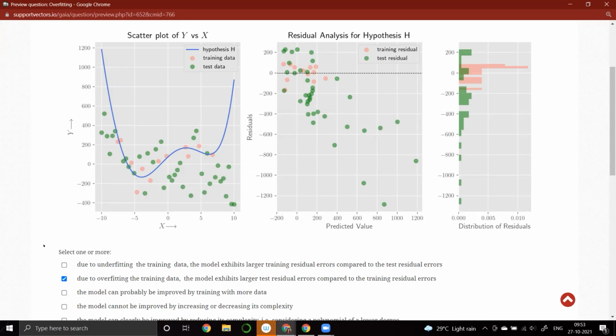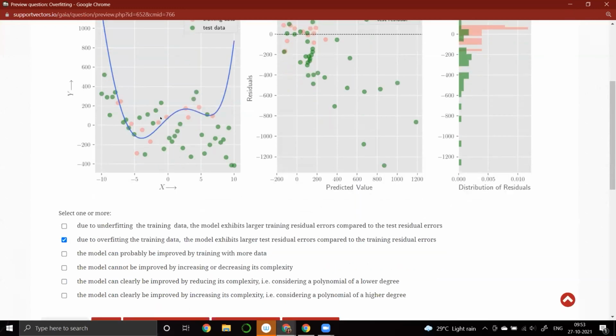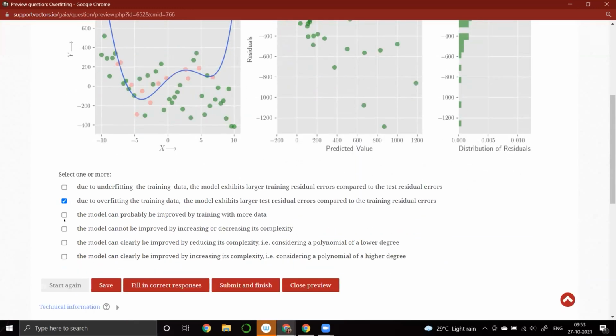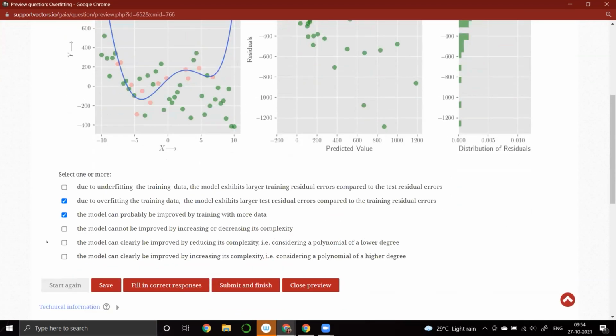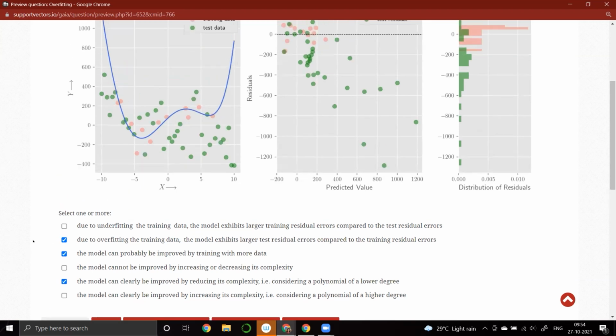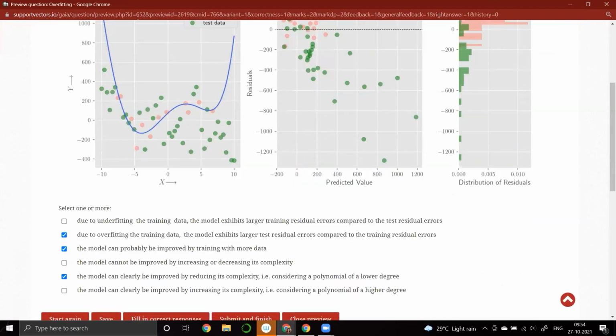The model can probably improve by training with more data. That is always an option, so that is true. The model cannot be improved by increasing or decreasing its complexity. We need to decrease the complexity, so it's overfitting in this scenario, so this is false. The model can clearly be improved by reducing its complexity, that is considering a polynomial of a lower degree, that is true. The model can clearly be improved by increasing its complexity, that is false. So here there's high variance error, so we have to decrease the complexity. The next question.